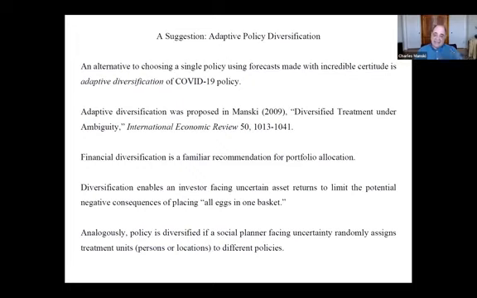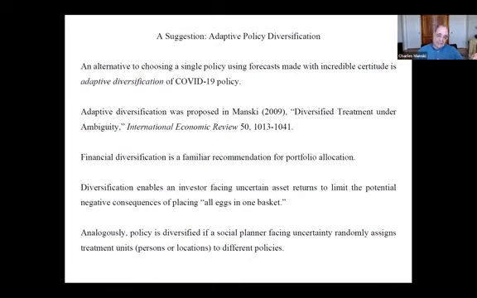We don't know enough to get optimal policy. So forget that idea, but you can still get a reasonable policy. I think everybody knows that if you think about financial investment, if you have uncertainty, we all know about diversification of a portfolio between safe and risky assets as a way of dealing with uncertainty. You can do the same thing with public policy.